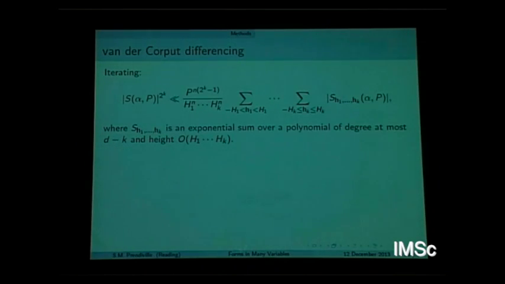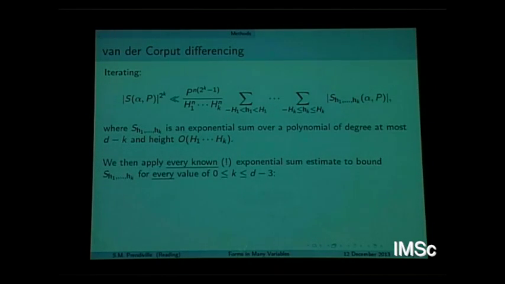So again, you do the same as you do in Weyl differencing. You iterate this, and you relate an exponential sum of degree d to one of degree d minus k if you Van der Corput difference k times. And what's nice about this exponential sum of degree d minus k is that you can control the height of the polynomial according to these parameters h1 up to hk. So that's useful.